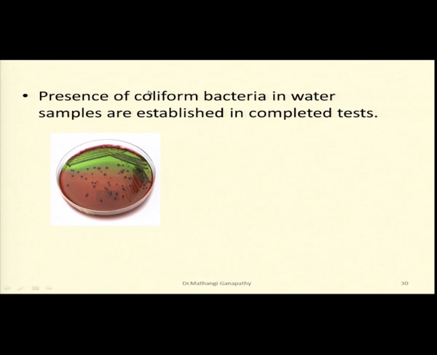The presence of the coliform bacteria in water samples is established in the completed test. For example, you are seeing E. coli growth in the EMB agar plate. In the last lecture also we talked about the dark greenish metallic sheen which confirms the presence of E. coli. So, in this particular lecture we saw the different dye reduction methods as well as the ready gel or the simplate mechanisms, how we can detect the presence of microorganisms.